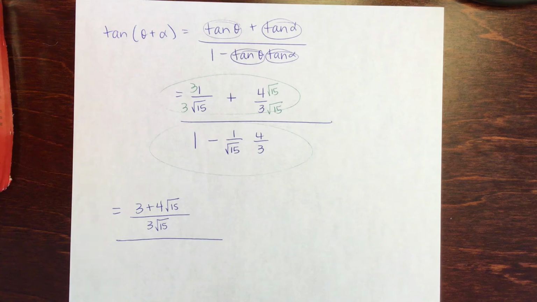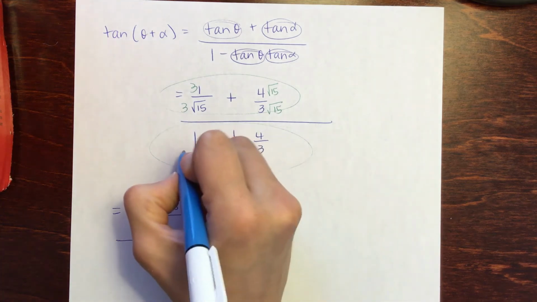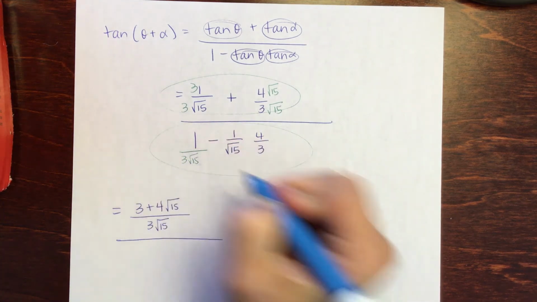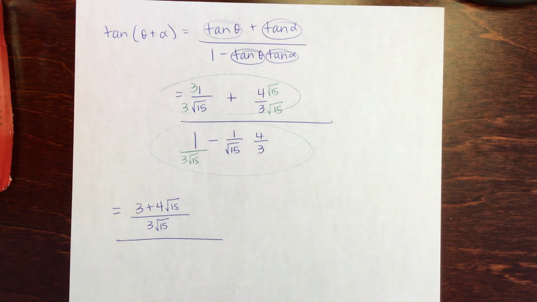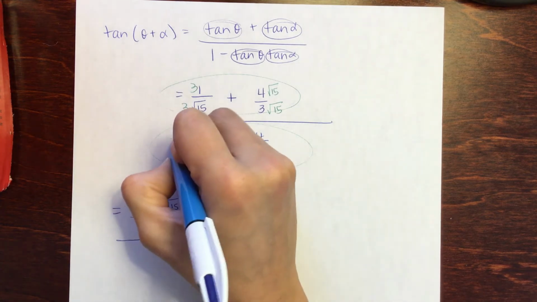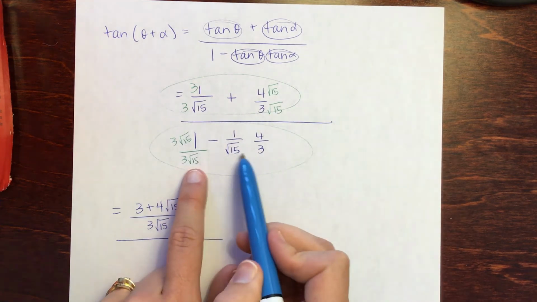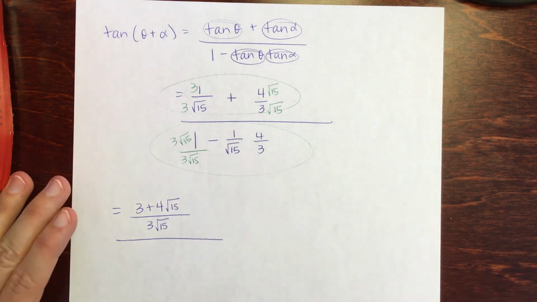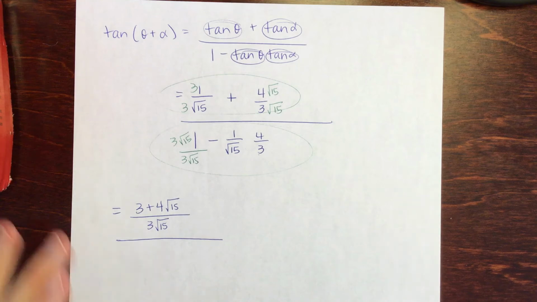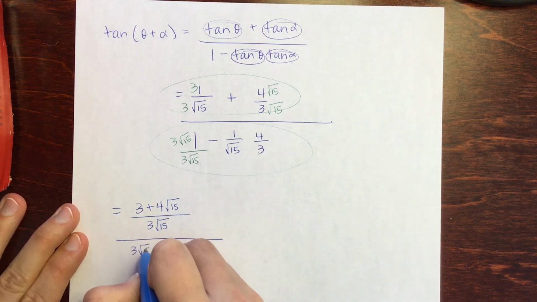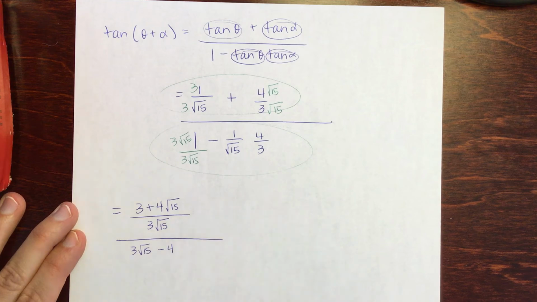On the bottom, if we want a common denominator, I need my 3 and my square root 15 on the bottom here. It doesn't matter what order you write it in. I'm just used to writing numbers before square roots, so that's why I put the 3 first. But they both have a 3 and a square root 15 in the bottom, so now I can rewrite that bottom fraction as 3 square root 15 minus 4. And the common denominator is 3 square root 15.